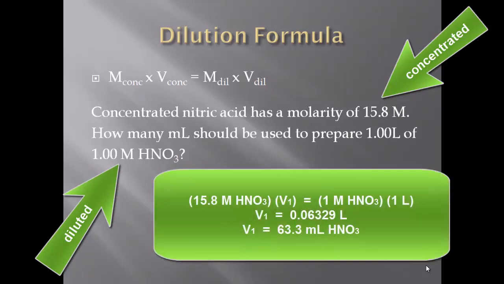So I would take my 15.8 molar times volume 1, because that's how I want to know how much volume of the concentrated one do I need, equals, they want to make 1 liter, and the molarity that they want to make is 1 molar. So it's pretty simple. So 1 liter times 1 molar HNO3. So basically all you're doing is dividing 1 by 15.8. And as you see, you get 0.06329 liters, but they want to know how many mL. So I just go ahead and move that decimal place over 3 times, and I get 63.3 milliliters of nitric acid. All right, that's it.